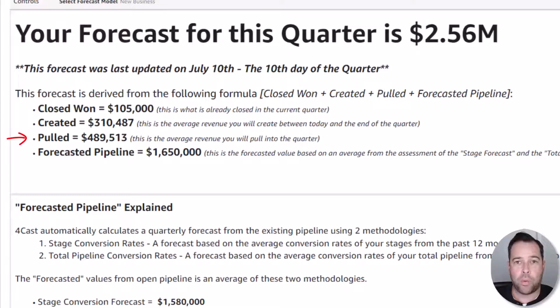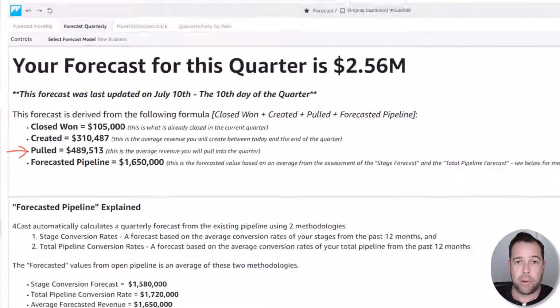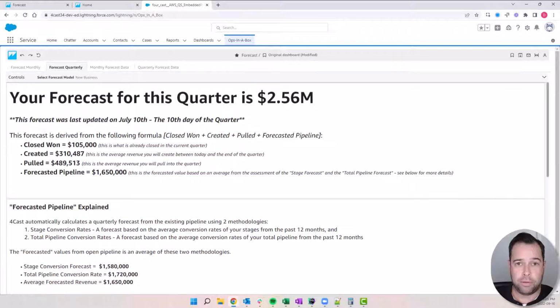In the same way, we're going to look at the average that's pulled into the quarter currently forecasted in another quarter from that 10th day forward. So in this case, we're looking at an average of $489,513 that the system is predicting is going to get pulled in and closed from the 10th day to the end of the quarter. And finally, the system is predicting from our open pipeline, we're going to close an additional $1.65 million.